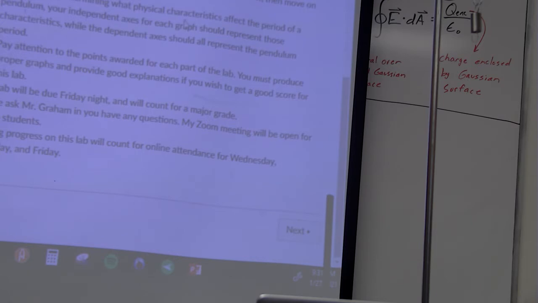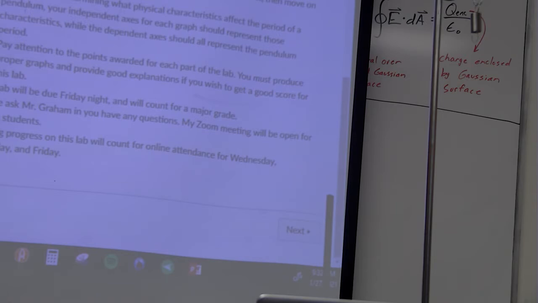Since you are determining what physical characteristics will affect the period of a pendulum, your independent axes for each graph should represent those specific characteristics, while the dependent axes should all represent the pendulum period. Right? You're seeing how certain things affect the period. Those certain things need to be on the horizontal axis. Those are what you have control over. If you have control over a variable, that's the input, right? If you're talking functions, that's the input. The output goes on the vertical axis, right? That's the thing that depends on the input. So the period on all 3 graphs should be on the vertical axis.